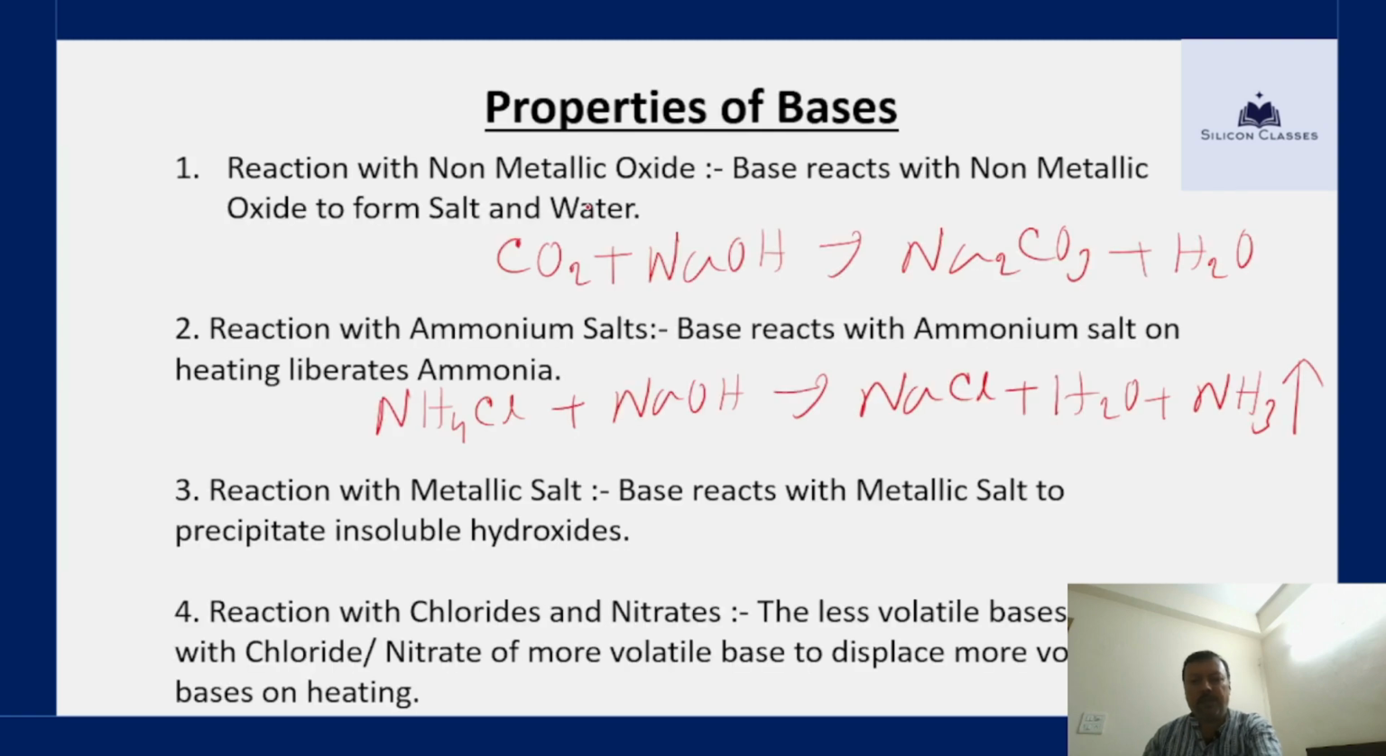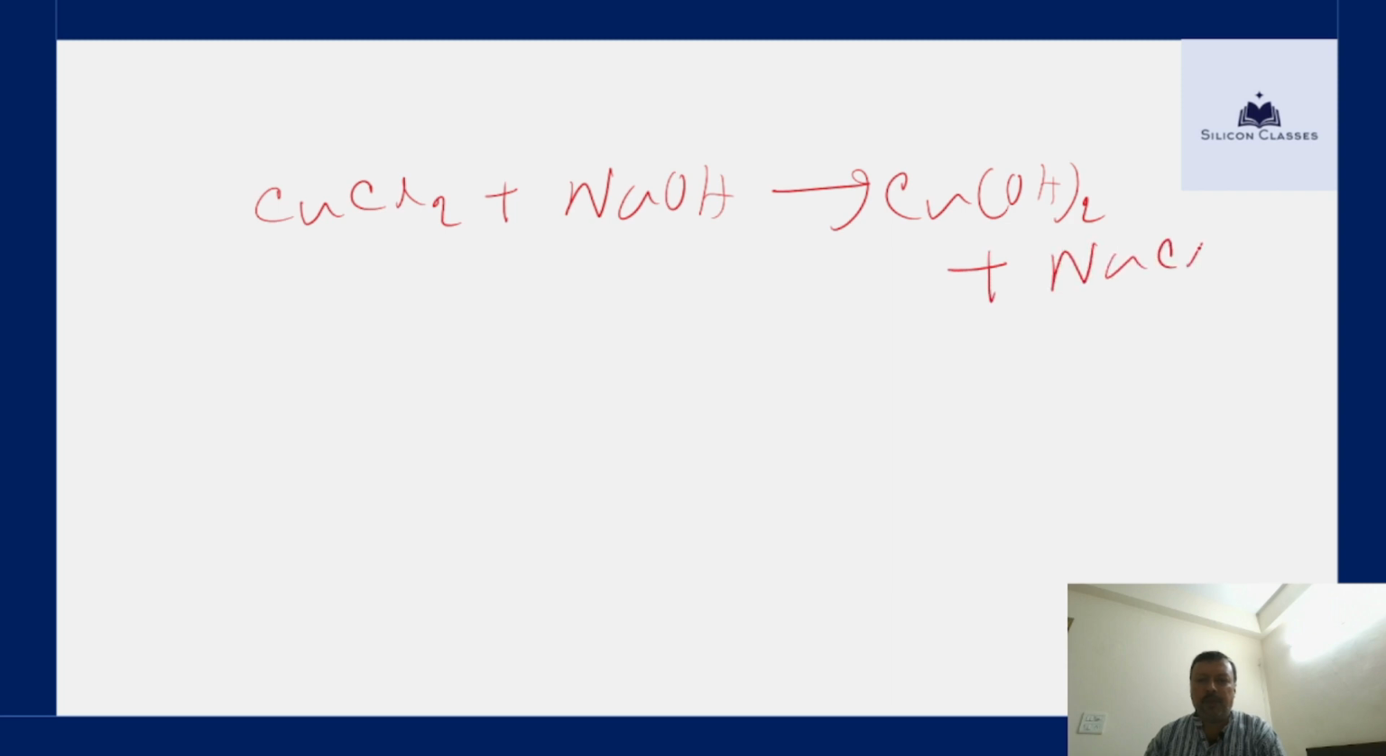Here, the base reacts with a metallic salt to form a precipitate of insoluble hydroxide. What is a metallic salt? Suppose CuCl2 reacts with NaOH, it will form Cu(OH)2 plus NaCl. This is the blue colored precipitate.